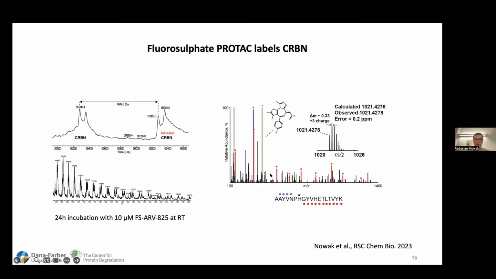That fluorosulfate PROTAC happens to label cereblon, and you can see that labeling of cereblon is more or less 50% complete after 24-hour incubation with 10 micromolar of this molecule. And with the help of Scott Ficarro and Jarrod Marto at the Dana-Farber, we are also able to map the site of this labeling, which happened to be histidine 353 of cereblon.